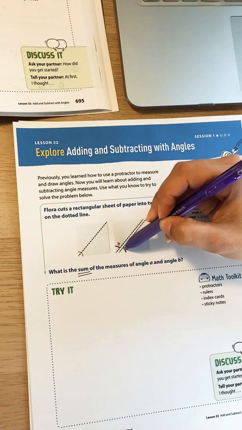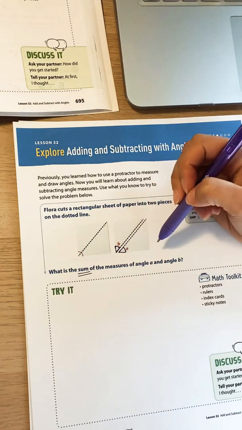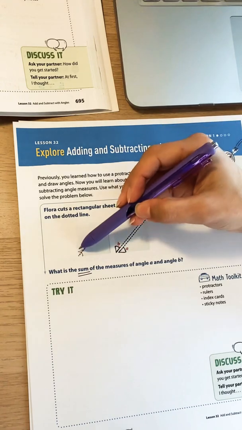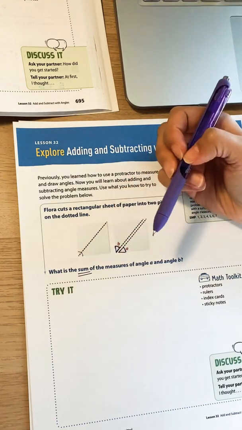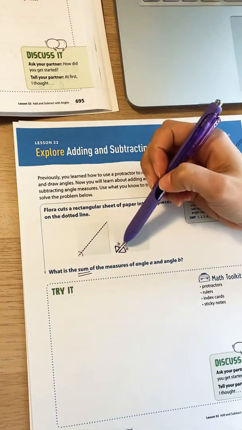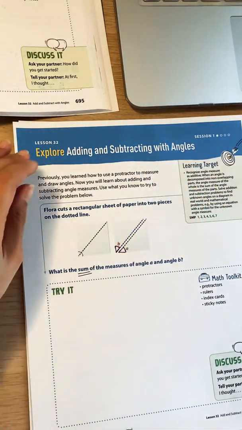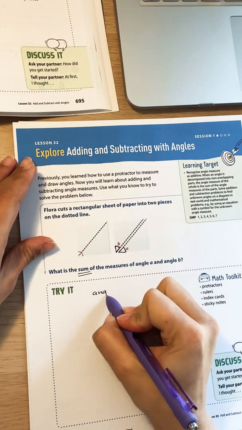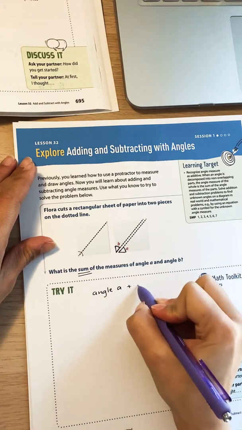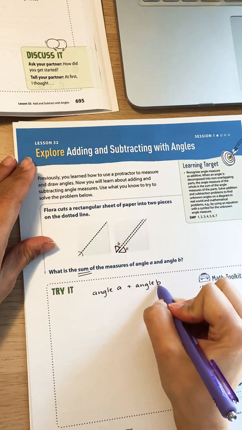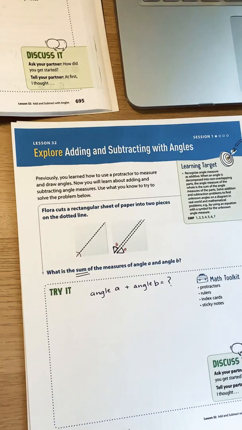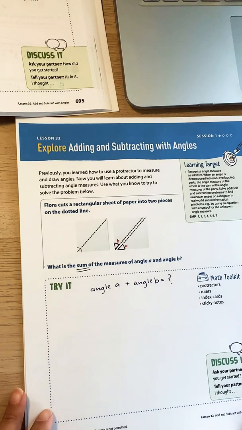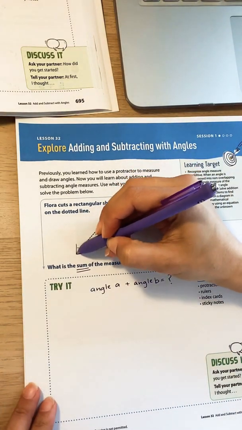So here's an acute angle, and here is an acute angle. So it's just, what is the sum of them? So when we put it back together, what is the angle measurement of this corner? That's all it's asking. And sum is adding, right? So if you were to add angle A plus angle B, what would it be? So angle A plus angle B equals question mark. And they want to know how many degrees would that angle be, this total angle.